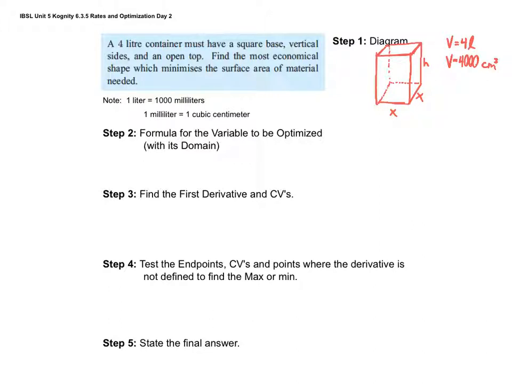Okay, so let's think about, we've got a picture, we have our given information written down there. Let's go ahead and see if we can come up with a formula for the variable. Now what are we trying to optimize?